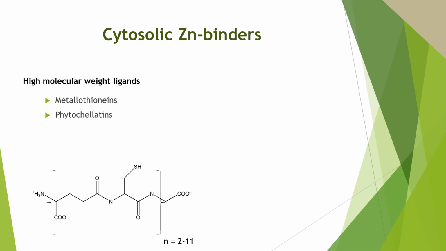The cytosolic zinc binders in the cell fall into two categories, high molecular weight ligands and low molecular weight ligands. Firstly, I want to tackle the high molecular weight ligands. This could be metallothioneins and phytochelatins. Now, the metallothioneins are cysteine-rich small proteins that bind transition metals, not just zinc, and the phytochelatins are small peptides synthesized by phytochelatin synthetase from small units of glutathione. Now, the structure of these phytochelatins is shown below, and you can see it's actually made of a gamma peptide bond between glutamate and cysteine, and then there's also a terminal glycine in the repeating unit there.